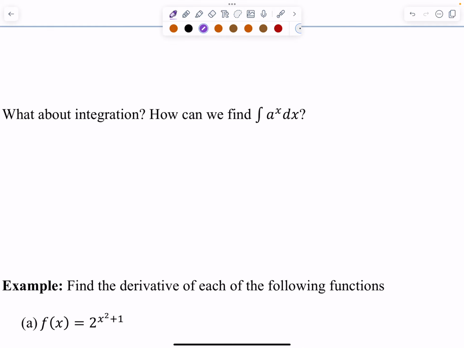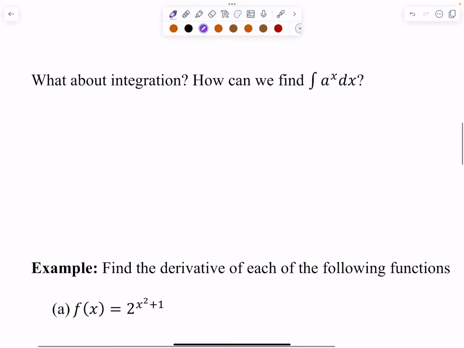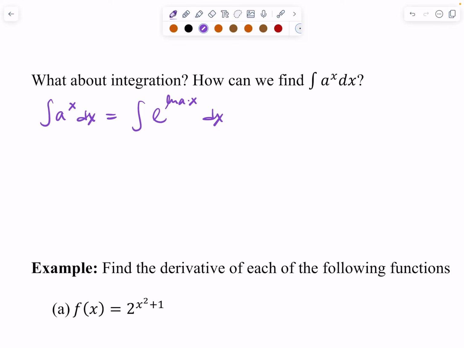Okay, so we're going to use these differentiation formulas now. Before we do that, we are going to also think about integrating a to the x. In order to integrate a to the x, we're going to use the same strategy that we did above. So we'll have the integral of a to the x dx, and we will rewrite the base a as e to the ln of a, and then that's raised to the x power, so we'll have times x dx. And now this is something that we know how to integrate.